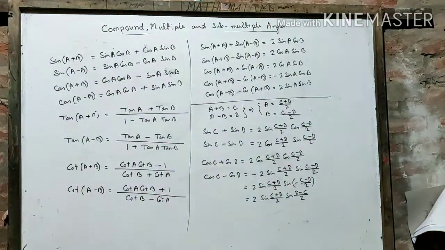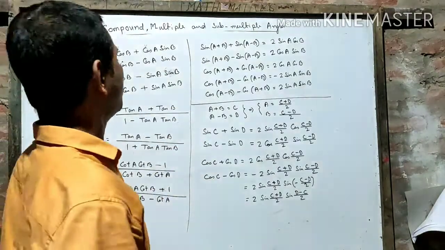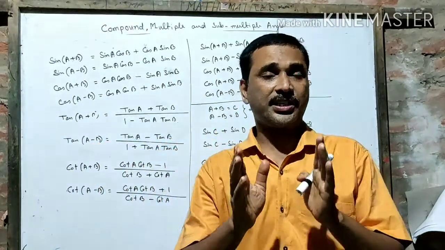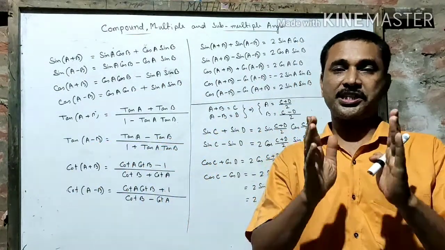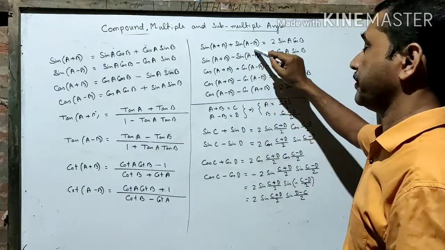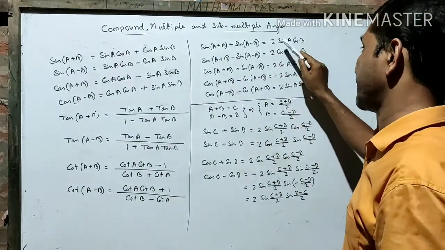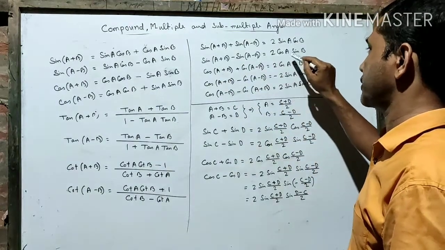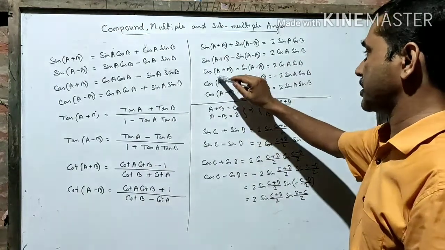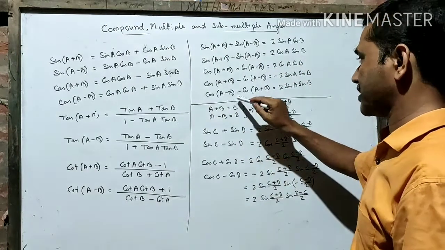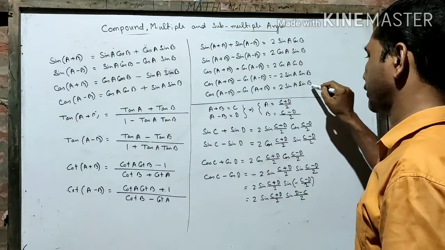Okay, so these are the formulae. What was the structure of sine? Sine structure is sine cos, cos sine. Cos structure is cos cos, sine sine. You may follow it here also. Sin (A plus B) plus sin (A minus B) is 2 sin A cos B, sine cos. Sin (A plus B) minus sin (A minus B), 2 cos A sin B, cos sine. Cos (A plus B) plus cos (A minus B), 2 cos A cos B. Cos (A minus B) minus cos (A plus B), 2 sin A sin B.